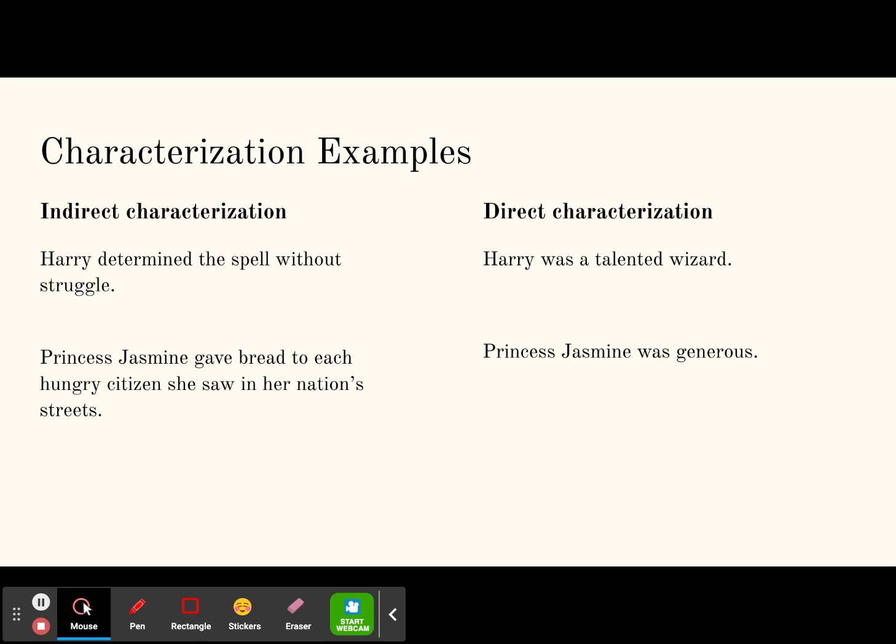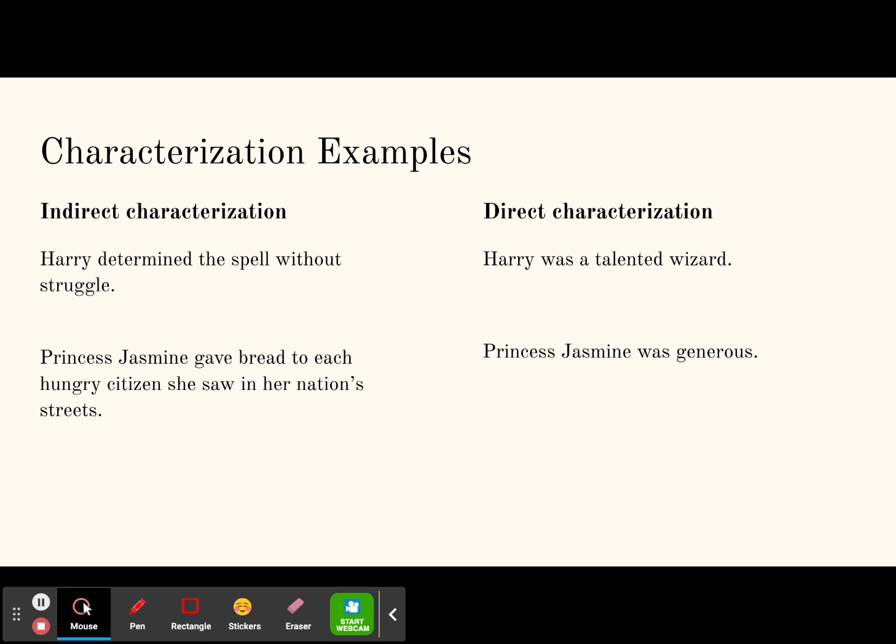So, now let's look at the direct characterization for Harry. Harry was a talented wizard. So, the direct characterization is a lot simpler in this sentence, and it just directly tells you, which is how you remember the difference between direct and indirect. We can look at another example.